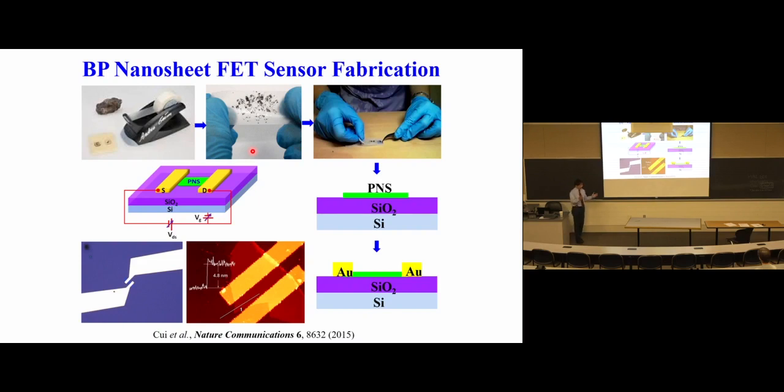Earlier, we tried to put together this device. It's very primitive, basically using scotch tape to mechanically exfoliate black phosphorus from bulk material, as was widely reported in the literature. Once you have those nanosheets, you look for them under the microscope and then pattern electrodes on top of them. For fundamental research, it's very tedious and time-consuming, but you can fabricate relatively good quality devices, as you can see here.